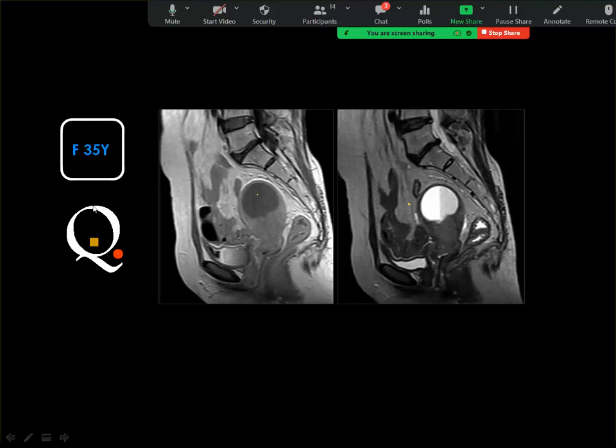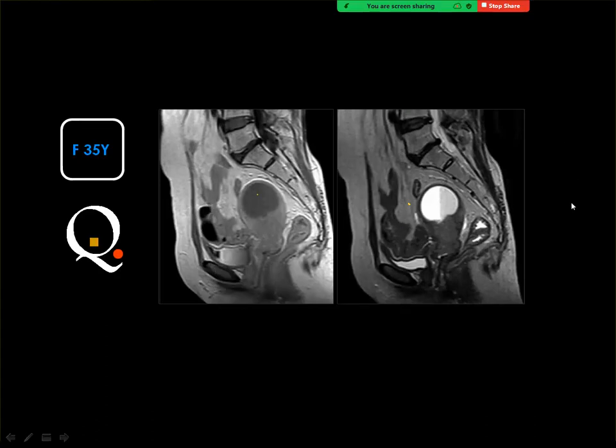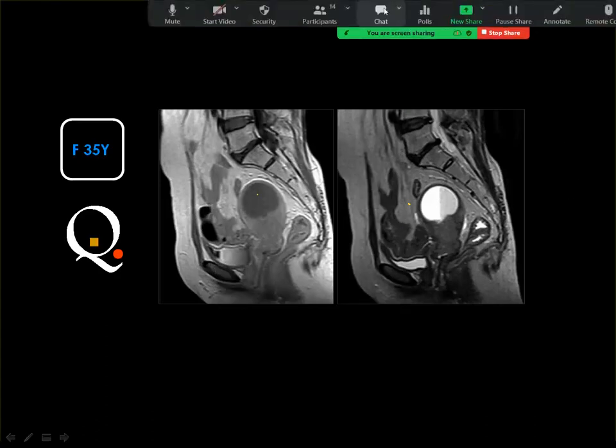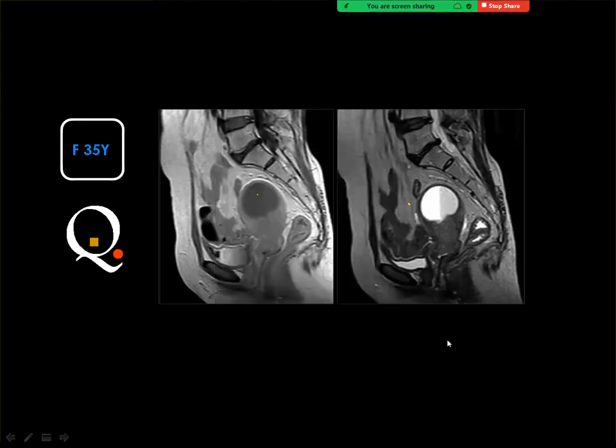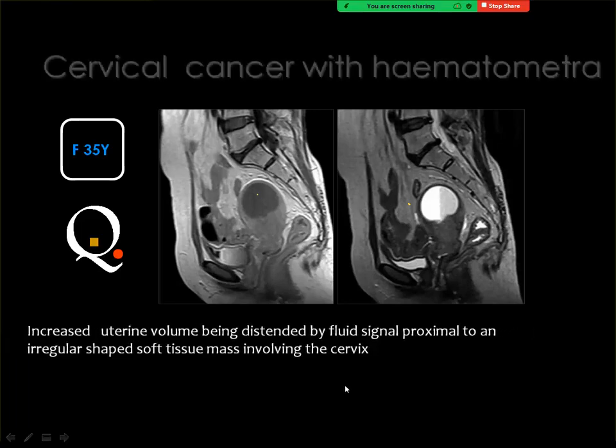Next case is a female patient, 35 years old. Yes, very good answer. This is uterine cervix carcinoma with retained secretions in the uterus, which are usually representing blood, because this is an adult female, and the cervix is obstructed by the tumor, so the menstrual blood may be retained in the uterine cavity.